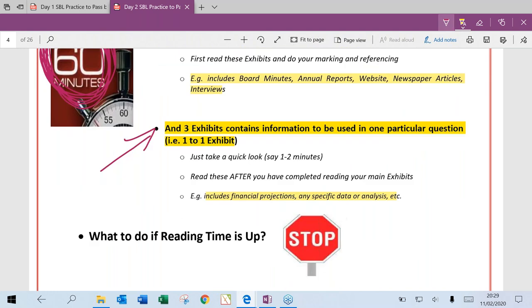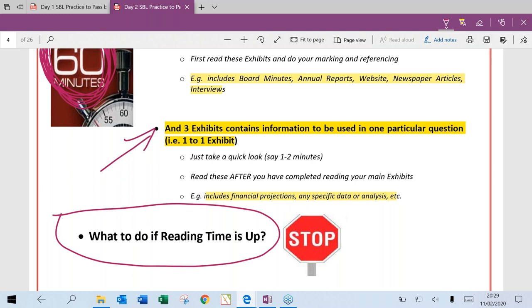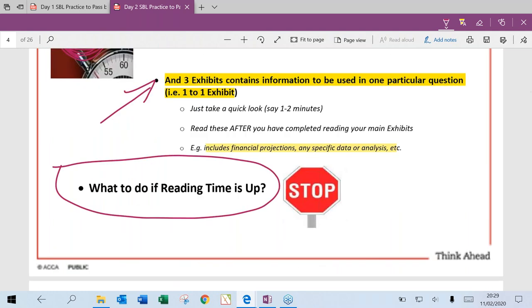This is very, very important. What to do if reading time is up? Most likely, if you know people whose English is weak, whose mother tongue is not English, or whose reading speed is slow, you might overrun the 60 minutes. What to do? You just stop reading and immediately proceed to the drafting aspect. This is very, very important.